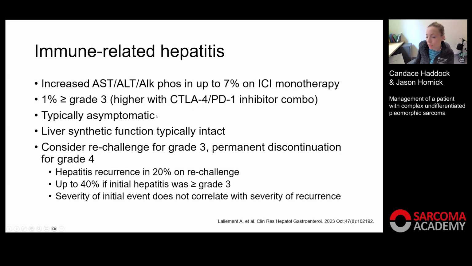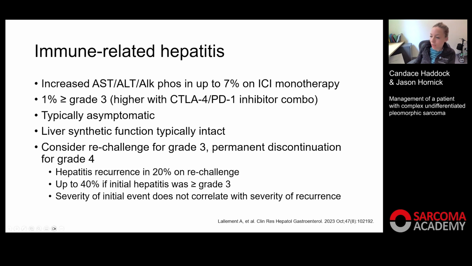It is typically asymptomatic, and liver synthetic function is typically intact. So one may consider a rechallenge, and here are the numbers for what to expect. This is in melanoma patients, by the way, but only 20% have recurrence of immune-related hepatitis on rechallenge for all cases, but for the grade 3 or higher, it's up to 40%. And interestingly, the severity of the initial hepatitis does not predict the severity of the recurrent hepatitis.